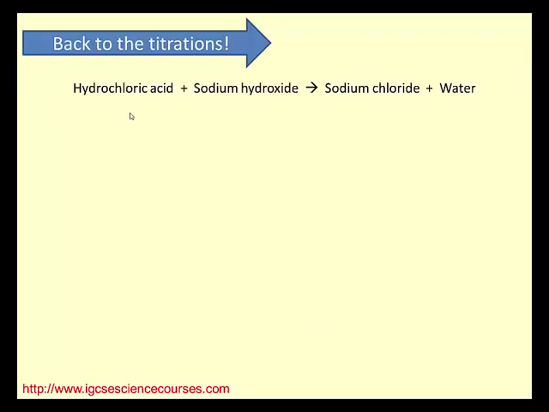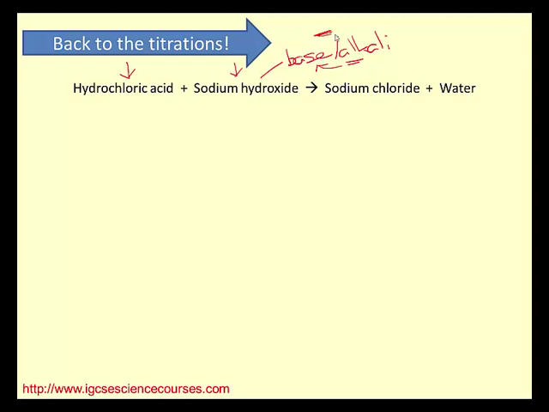Here's a typical equation for an acid-alkali neutralization reaction. Here's the acid, in this case hydrochloric. Here's the alkali. Sometimes in some books you'll see it referred to as a base. The only difference between these two is that an alkali is a soluble base. The 4 common alkalis are sodium hydroxide, potassium hydroxide, calcium hydroxide, and ammonium hydroxide. So if you see these 2 terms, don't get confused by them.